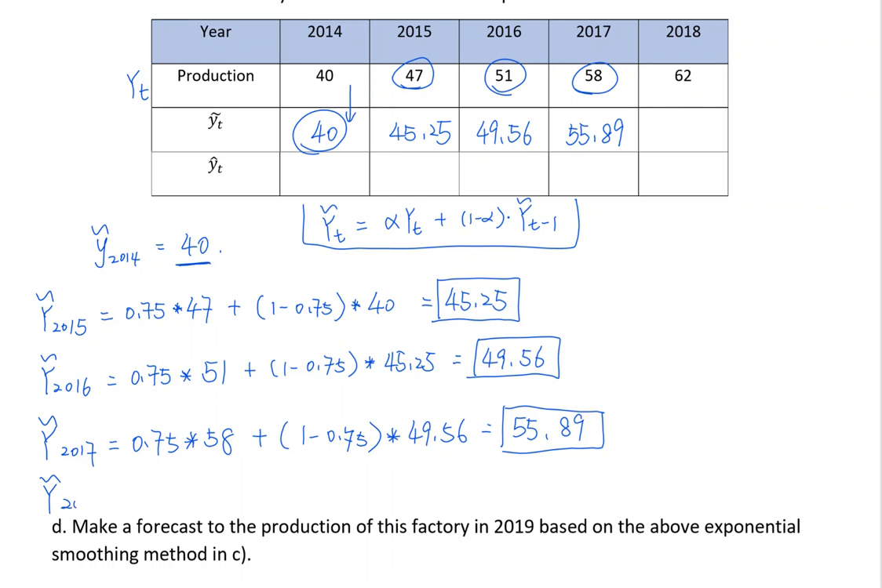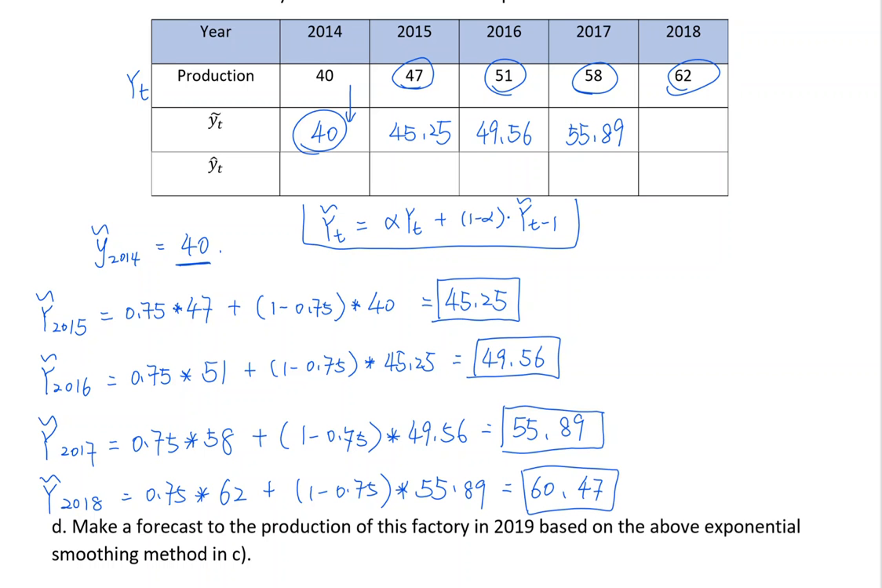The estimated value for 2018 will be 0.75 times the current value, which is 62, plus 1 minus 0.75 times the previous estimated value, which is 55.89. So you will get 60.47. Okay, so we are done with the estimated value.